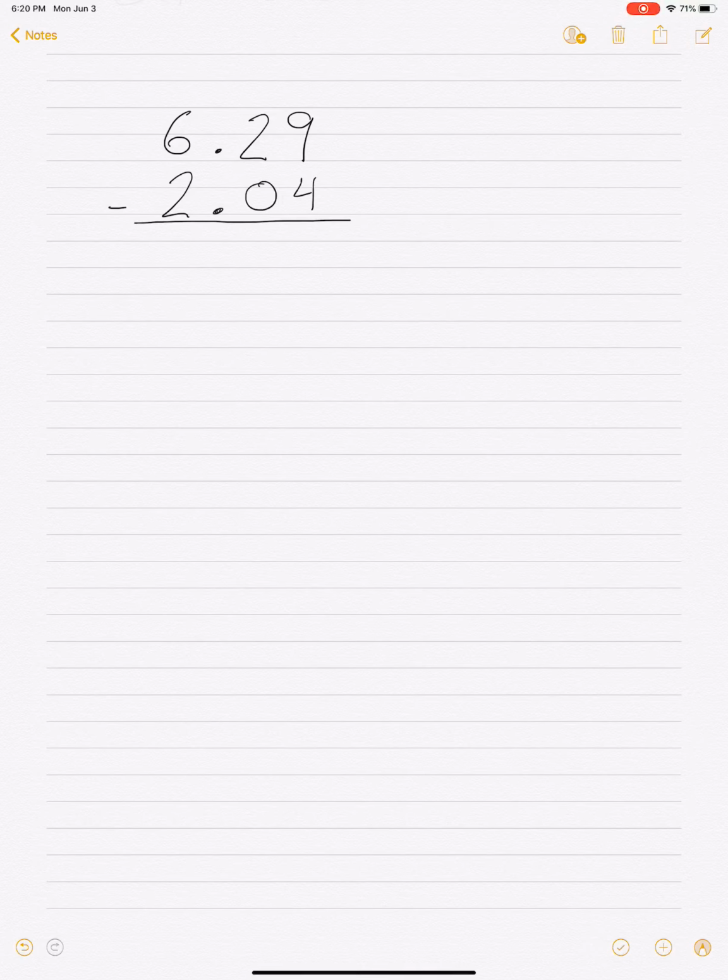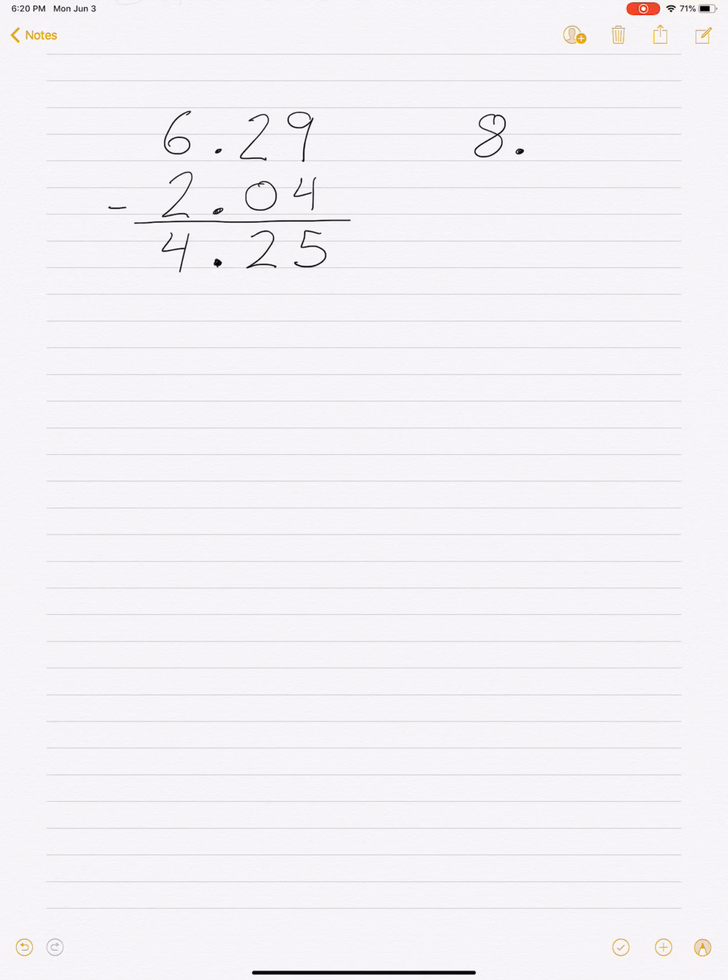Well, we start with our ones place. 9 minus 4 is 5. 2 minus 0 is 2. Then we continue our decimals down to our answer. And 6 minus 2 is 4. So there's no regrouping in that one. It's pretty straightforward. Always start with your ones. If we have regrouping, we do have to change some of our digits to allow for a possible answer. So we'll show you some of those.